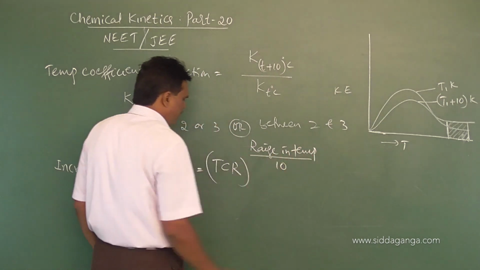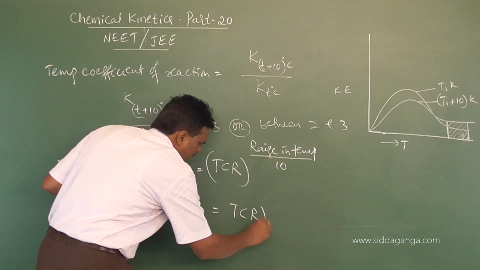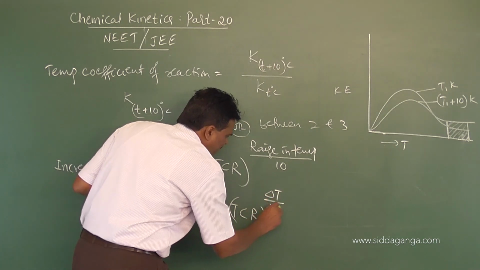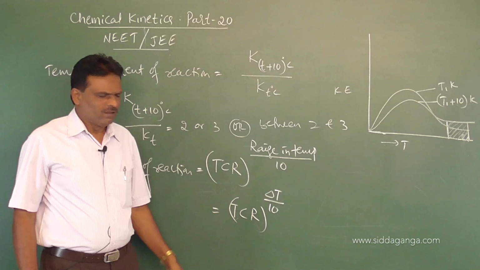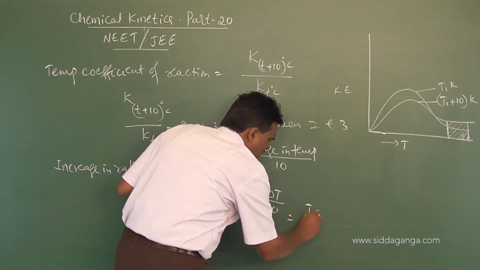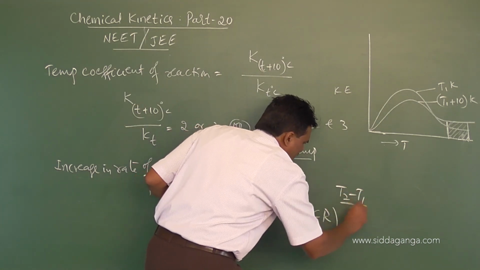divided by 10, or it is also equal to temperature coefficient of reaction to the power delta T divided by 10. Delta T means T2 minus T1, final temperature minus initial temperature. In other words, the exponent is (T2 minus T1) by 10.